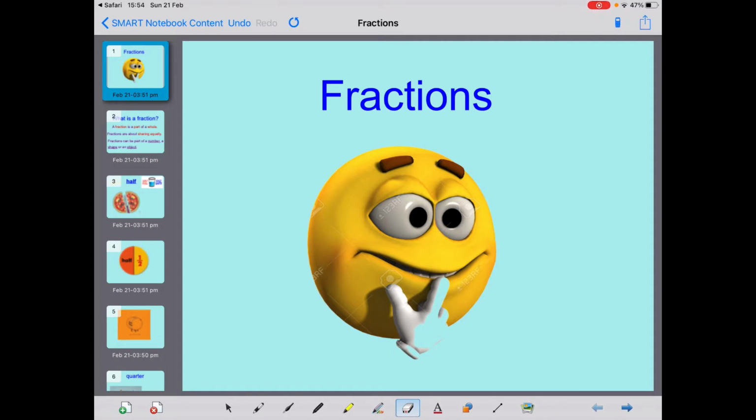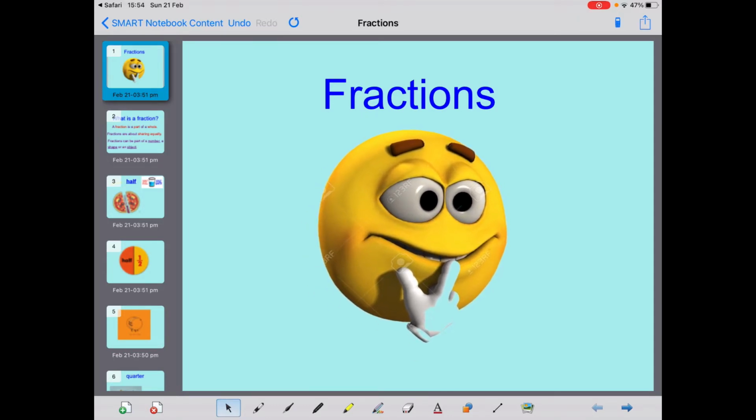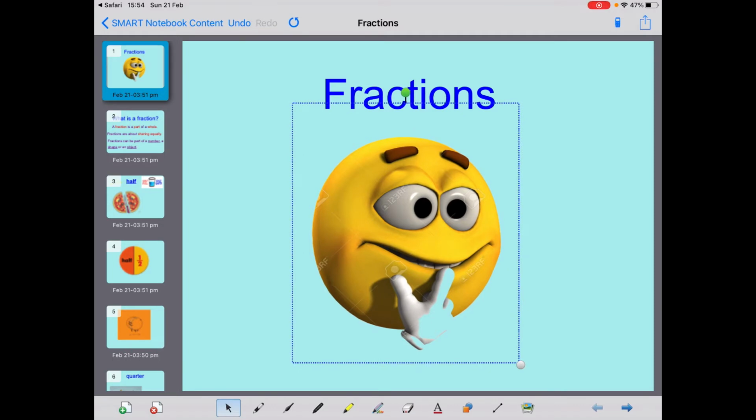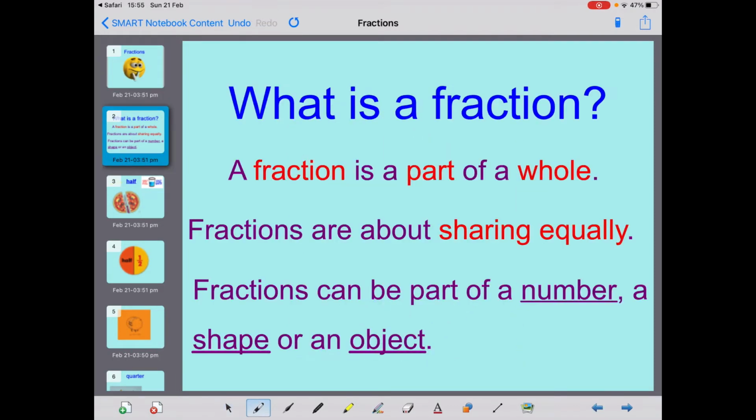We're going to be looking for our new topic at this word here, which is called fractions. You might be looking like this man at the moment, thinking, Mr. Stewart, I don't know what a fraction is, but that's okay, because that's what we're going to be learning about. So what is a fraction? A fraction is a part of a whole.